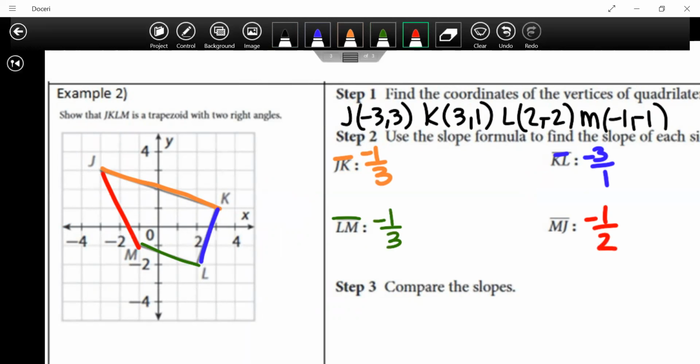This is what we got. Okay. Check your slopes. Are we confused about any of them? I'm just doing slopes from rise over run. It's always up and down over left and right.